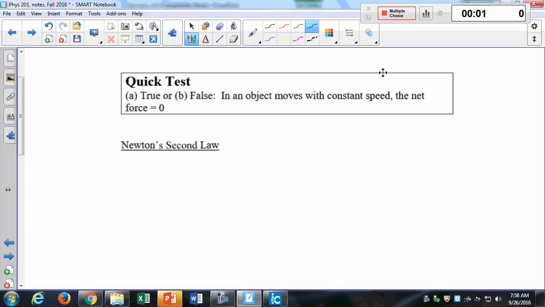Okay, true or false? If an object moves with constant speed, the net force equals 0. So if an object moves with constant speed, the net force equals 0. Is that a true statement, or is that a false statement? A if it's true, B if it's false.